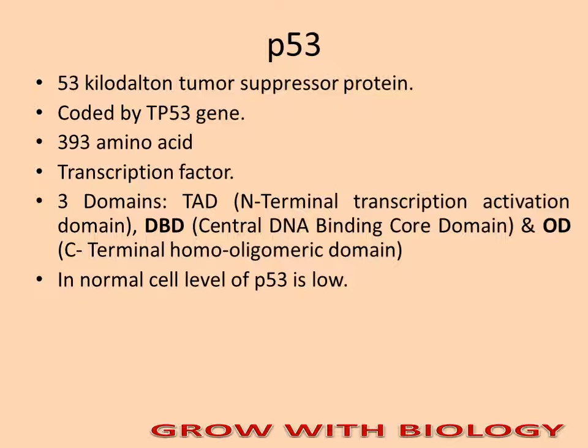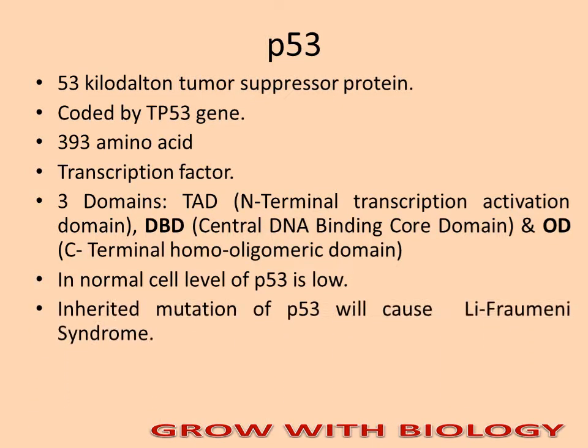Now in normal cells, P53 is present at a low level. So there are very low levels of P53 in normal cells. Now inherited mutation of P53. If there is a mutation of P53 in one cell and then it is inherited from generation to next generation, then it will cause a disease known as Li-Fraumeni syndrome. This is due to the mutation of P53.